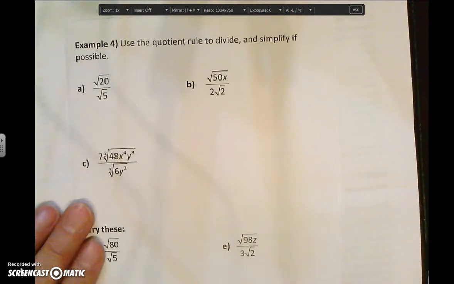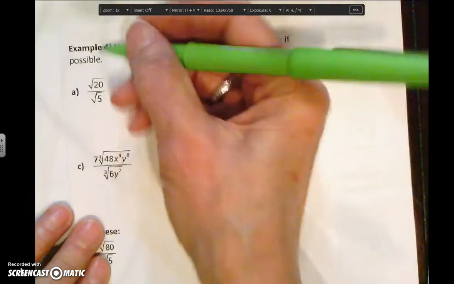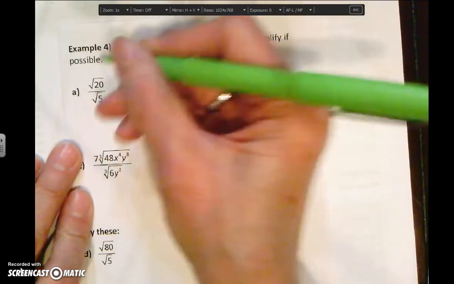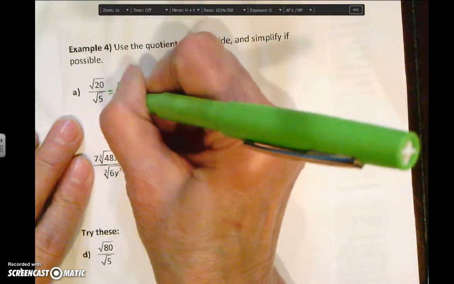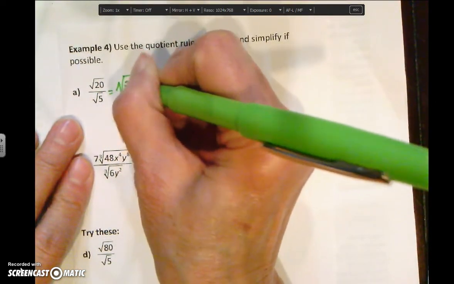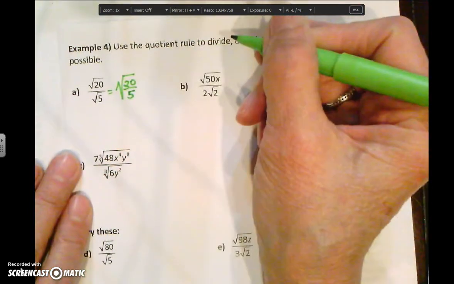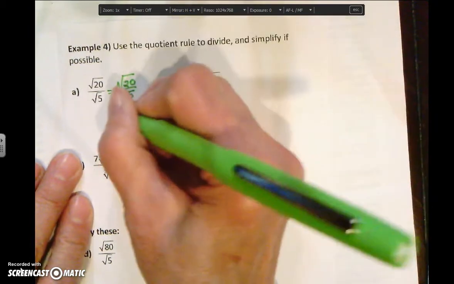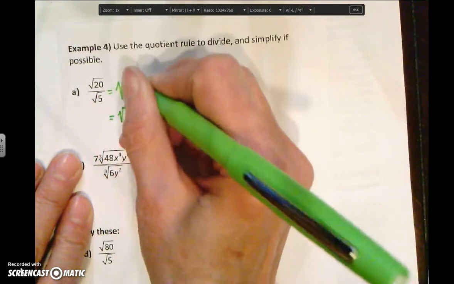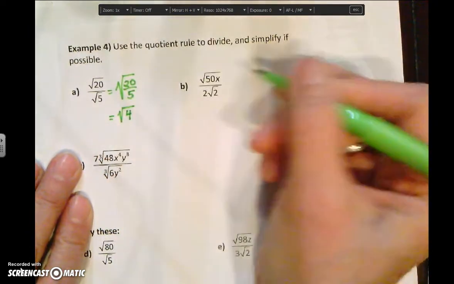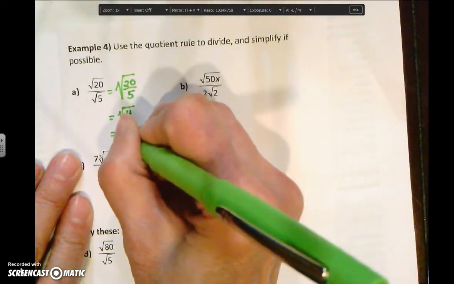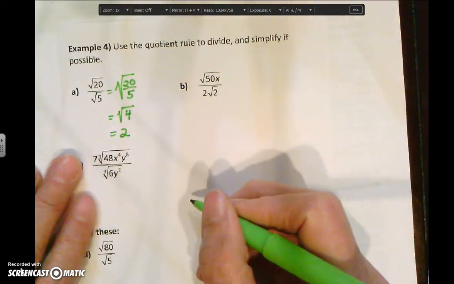All right, and so lastly, the quotient rule, and again, remember, if we have them separately, we can consider them together in this case. I think that makes it a little bit easier. So then I can reduce my fraction. 20 divided by 5 is 4. And then the square root of 4 is 2.